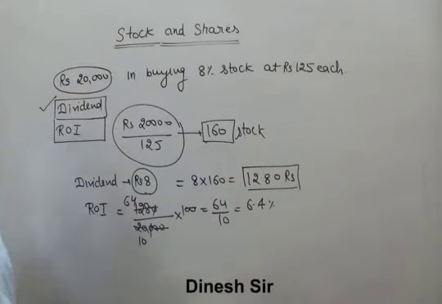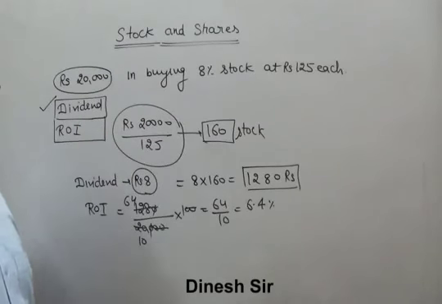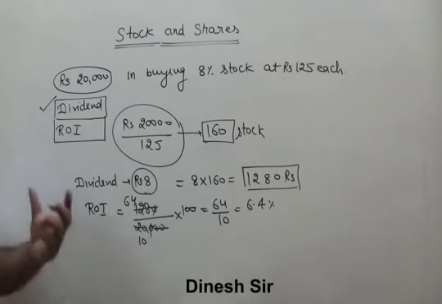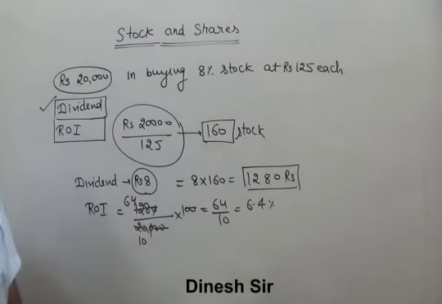So the effective rate of return by the person is 6.4% on investment. Although the stock is 8% and the company is paying dividend as per the 8%, the actual ROI to the person is 6.4%. I hope the idea is clear.